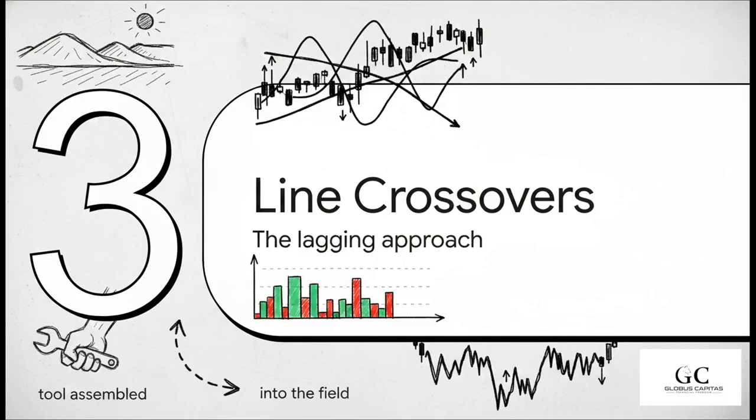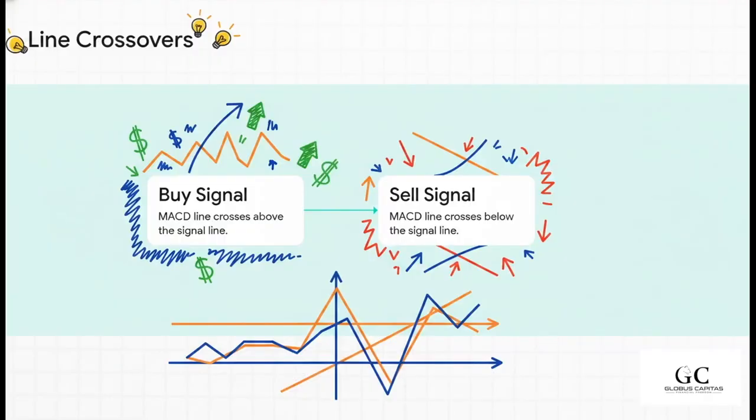Section 3. Strategy 1. Line crossovers. The lagging indicator approach. Let's dive into our first battle plan. This strategy uses the MACD line and the signal line sort of like a stochastic oscillator. And honestly, the mechanics are wonderfully straightforward. Step 1. A buy signal triggers when the faster, more reactive MACD line crosses above the slower signal line. Step 2. A sell signal happens when the MACD line drops below the signal line. You're basically just hawking those intersection points.